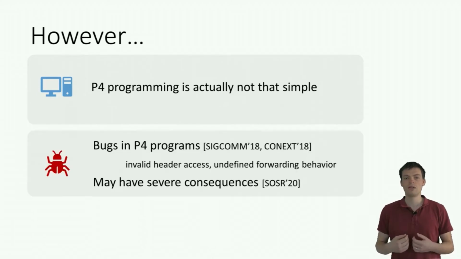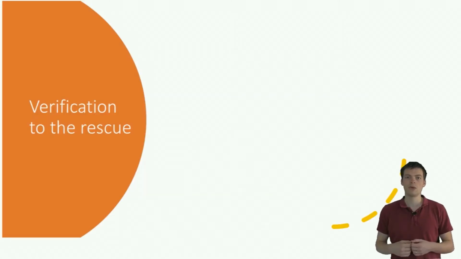Furthermore, recent verification tools uncovered bugs in P4 programs. And by bugs, we mean undefined behaviors, such as invalid header accesses, array indices out of bounds, and undefined forwarding behaviors. Automated verification tools have been proposed to aid programmers rid their code of bugs.